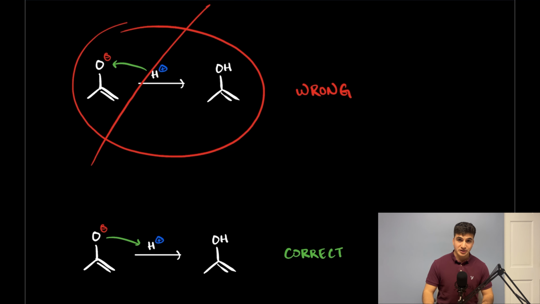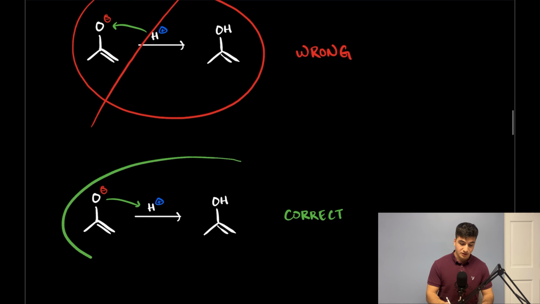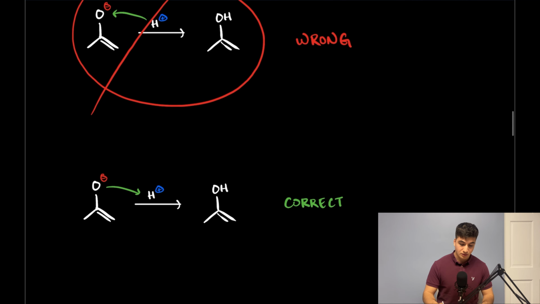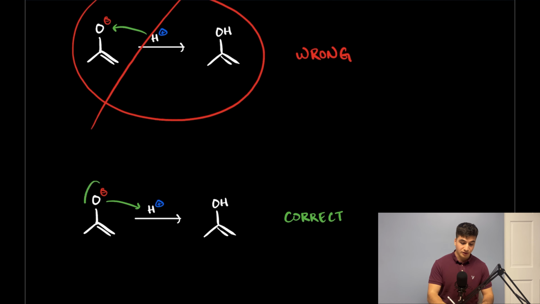This is an extremely common mistake. Many people get points off for this. And when I was a TA for this course, I saw many students get points off for this. And it's such a trivial way to lose points. So never do this. This is the correct way to represent this resonance structure. Start from the negative charge, which reaches out to grab the H+.